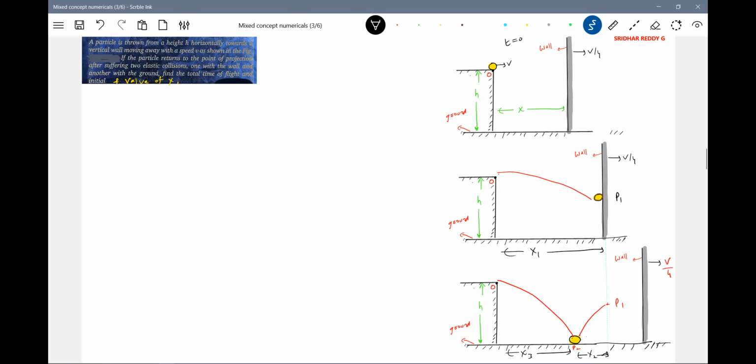So what is this time? This time will be TOP1. Then again, P1 to P2, then P2 to O. The sum of all that has to be determined.